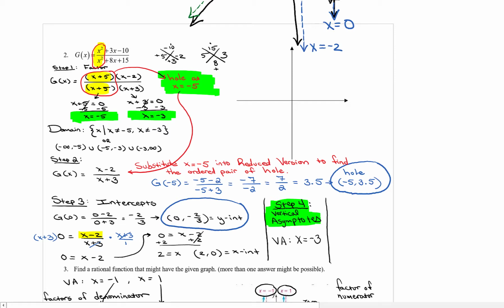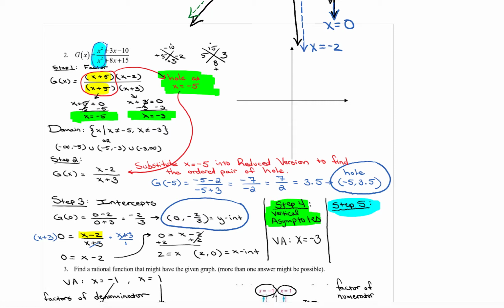All right, step number 5. Step number 5 says we're going to look for any horizontal or oblique asymptotes. Remember, you can't have both of them. It's possible to have neither, but you can't have both. So for this step we're going to look at the leading terms of our polynomials in the numerator and denominator, look at the degrees of those, and compare them. If I look at g of x, I see x squared and x squared. They both have the same degree.